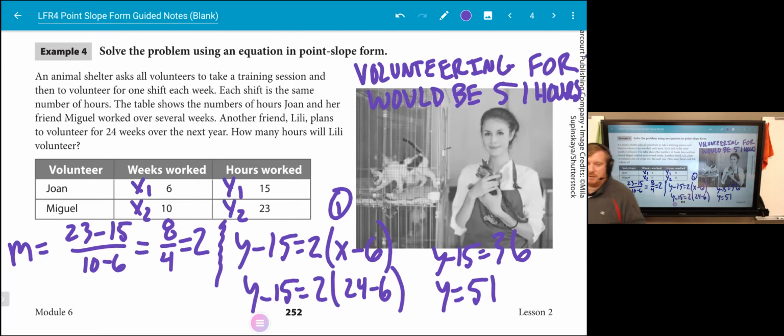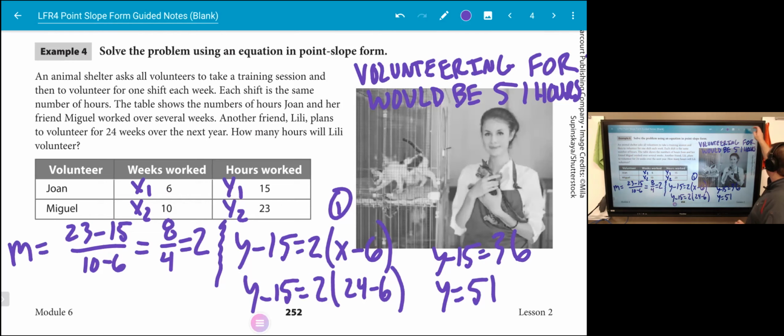Let's think about this number. Does that make sense? Yes, because it's bigger than both of these, right? So she's worked more than twice as many hours as Miguel. And is 51 more than twice as many as 23? Yeah, it sure is. And if you would have used Miguel's, it still would have worked.